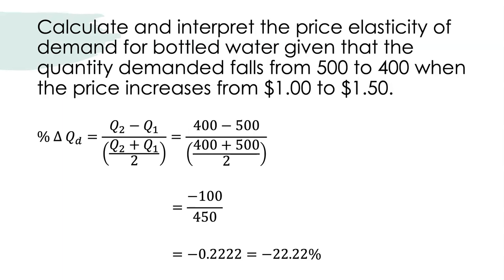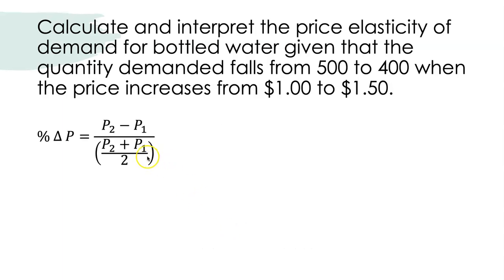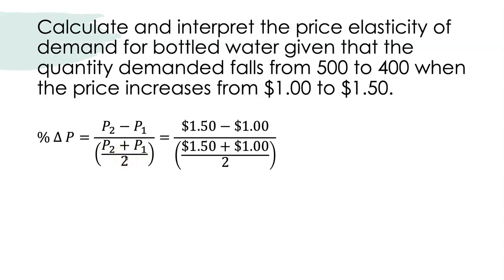On to the percentage change in price. And we're still using the midpoint rule, so it's the new price, P2, minus the old price, P1, divided by the average of the two prices. So, the new price is $1.50 because price increases from $1 to $1.50. So, the new price is $1.50 minus the old price $1, and we divide by the average of these two prices. So, we have $1.50 plus $1 over 2. This gives us 50 cents divided by $1.25.